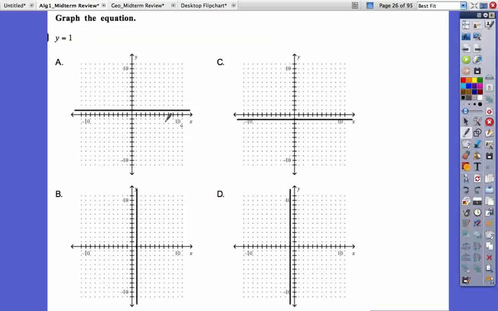Y equals 1 is the horizontal line. If you forget, find the coordinate here, -4, 1, and the coordinate here, 3, 1. It doesn't matter what point you find on this line, your y will always be 1. A is your correct answer. Remember, points are in the form x, comma, y.